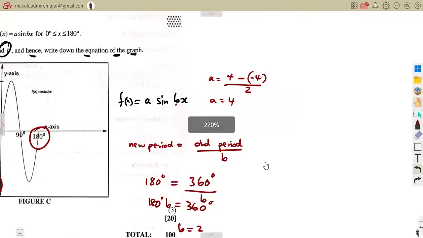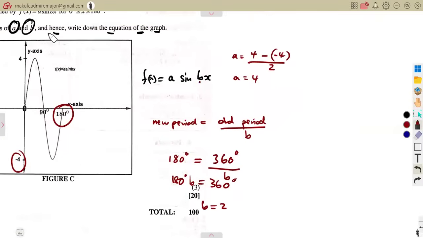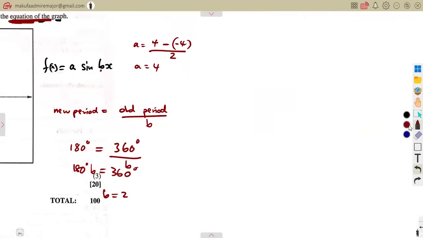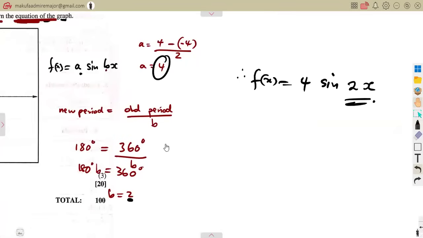So after that, the question is not just to find A and B, but also, hence, to write down the equation. So therefore, our equation, f of x is equal to A, which is 4, times the sine of bx, b which is 2. So that will be 2x. So this is how it was supposed to be simplified from what we are given.